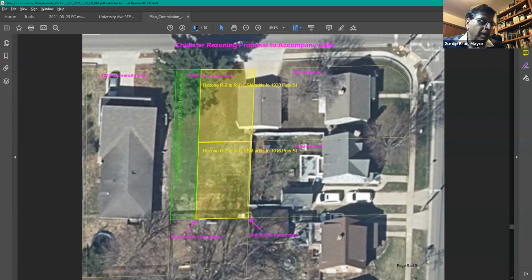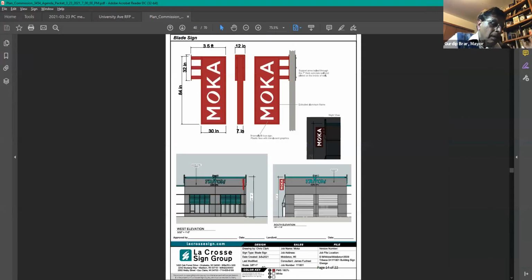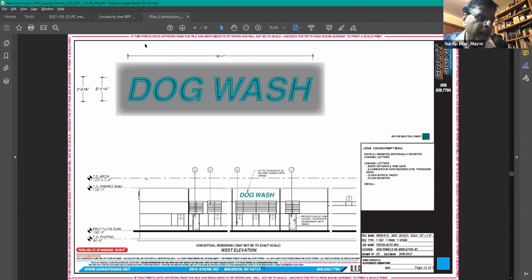We are on to item number 3. This is a specific implementation plan, SIP modification for design review, including signs for Mocha Coffee Edition and Triton Auto Spa at Triton Auto Spa, Middleton, 3517 Tribeca Drive. The recommendation by the staff is approval of the minor SIP modification for the design review of the Mocha Coffee Shop building. Need a motion to approve.